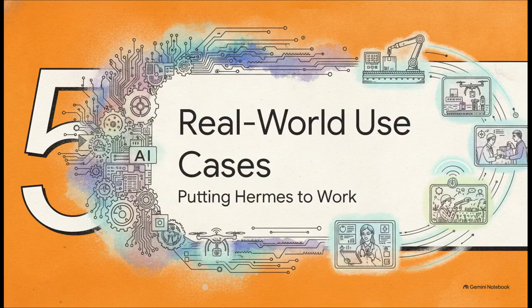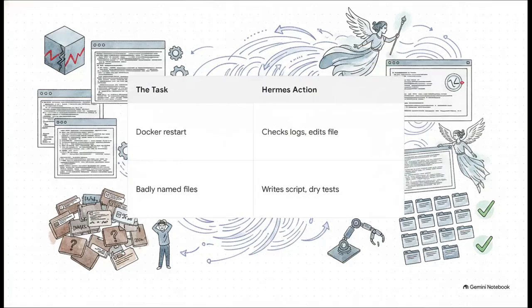Let's wrap things up with Section 5, Real-World Use Cases. Let's put Hermes to work. Let's bring all of this theory together by looking at two super common, highly annoying tasks. First up, you've got a Docker container that just keeps restarting. Instead of guiding the AI step by step through the process, you just hand Hermes the whole job. It autonomously checks the running containers, reads the error logs, inspects your Docker Compose file, and identifies the problem. It can even edit the file and restart the container itself to see if it stays online.